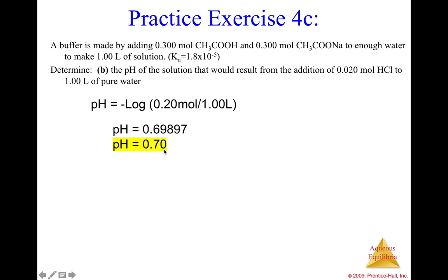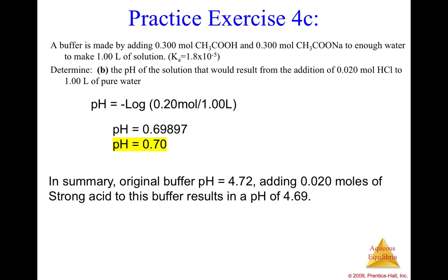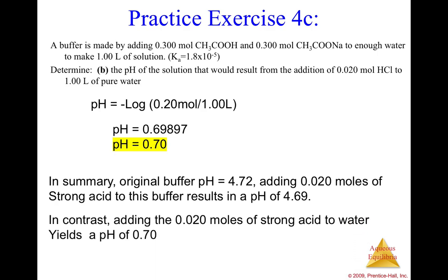So it was over 4.5 for adding the strong acid to the buffer. Here it drops all the way down to 1.7 if pure water, and that shows that with that buffer, it really is resistant to pH change. So in summary, the original buffer had a pH of 4.72. Adding 0.02 moles of the strong acid to this buffer resulted in a pH of 4.69. And adding 0.02 moles of the strong acid to water yields a pH of 1.70.